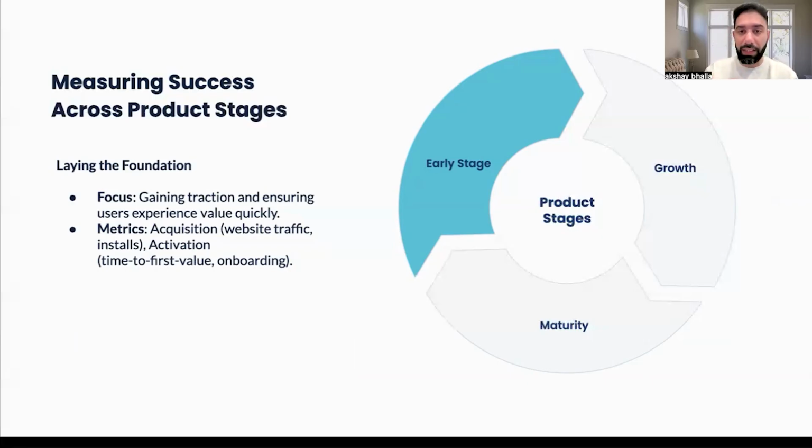The priority in this stage is learning and iterating to build confidence in your product's direction. That will set the stage on how you want to grow the product and where you want to take it eventually. Is your vision working? Is your first milestone, that is getting the users to use your product, achieved? So all of that is defined in the early stage of every product.